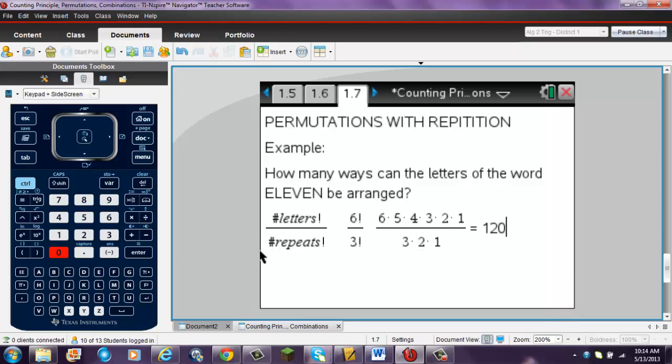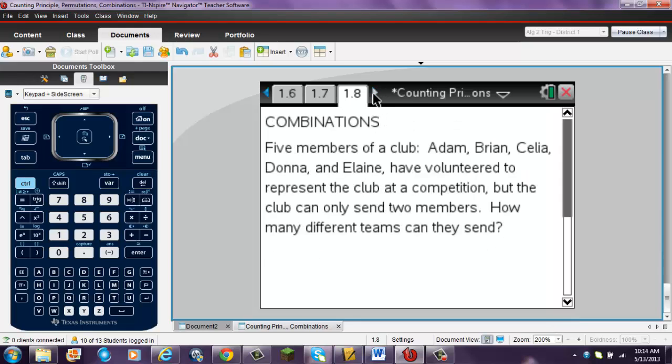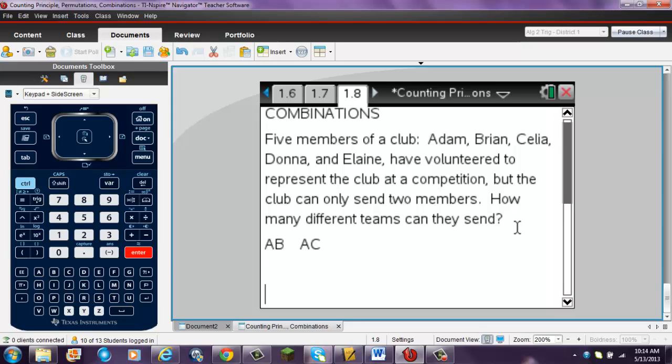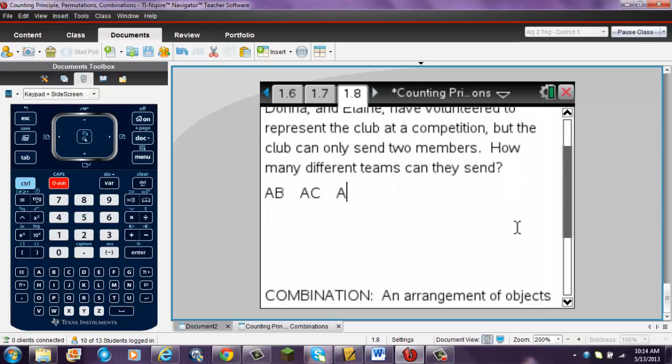Okay, so now that we're talking about repeats, let's talk about combinations. For example, I have 5 members in a club: Adam, Brian, Celia, Donna, and Elaine. They volunteered to represent the club at a competition, but the club can only send 2 members. How many different teams can they send? Well, you can start thinking about the different combinations of pairs. So maybe we start with Adam, and Adam goes with Brian, or Adam goes with Celia, or Adam goes with Donna, or Adam goes with Elaine. Now those are all the possible combinations with Adam.